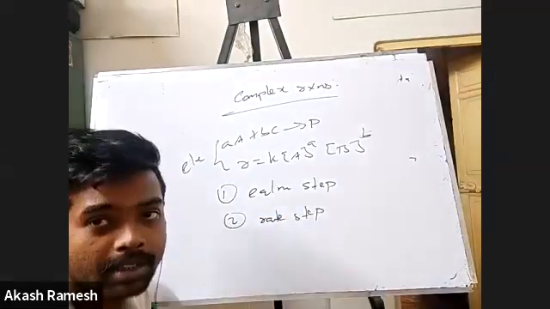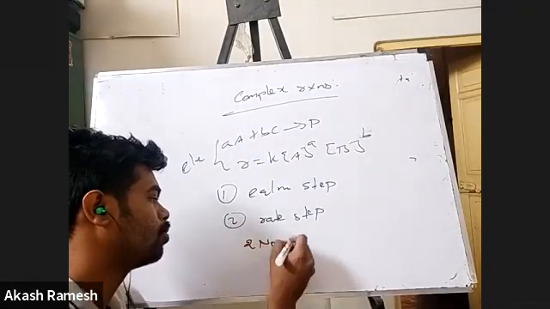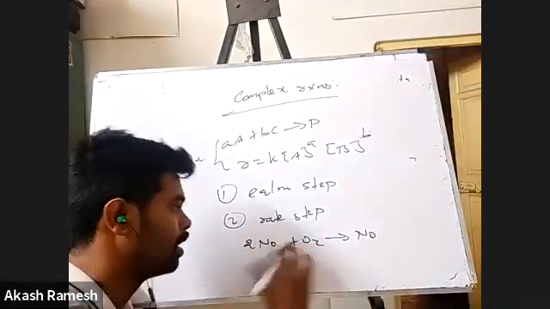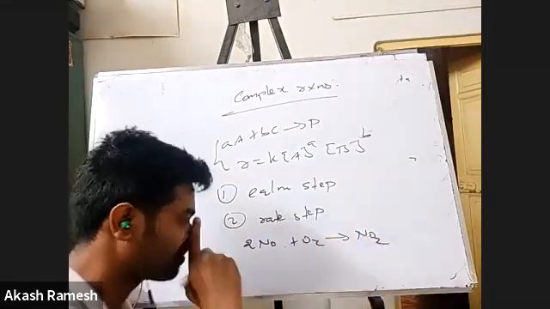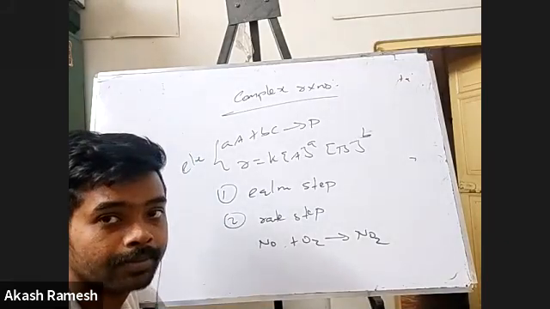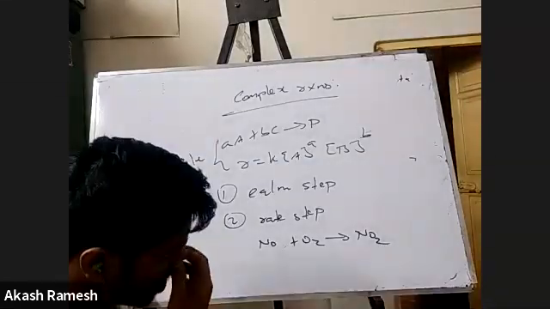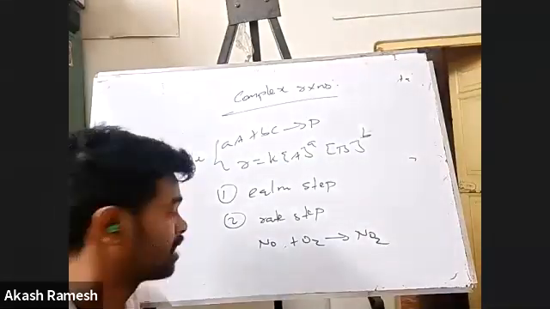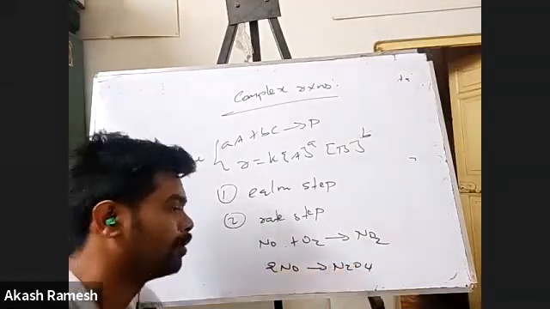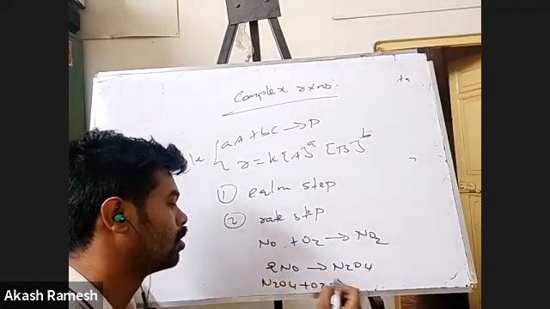Okay, so let me give you an example, right? So now see, I have two NO molecules reacting with O2 to form NO2. Now this is the overall reaction, right? So if you look at the mechanism, what people suggested is like this. They say that I have two NO molecules first forming N2O4. Now this N2O4 reacts with O2 to form NO2.